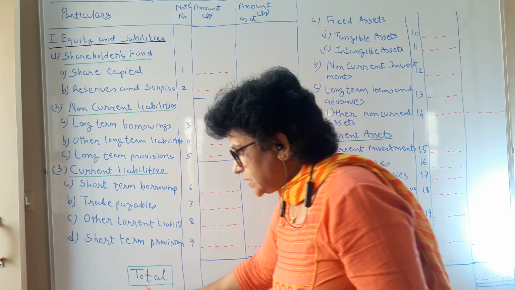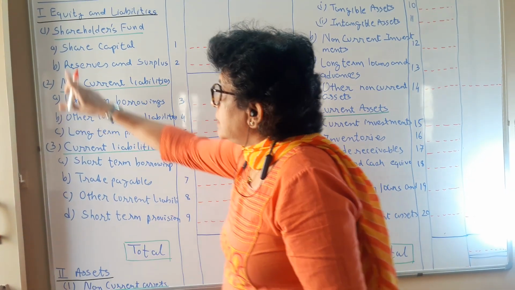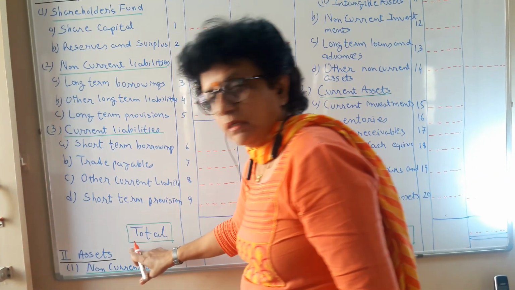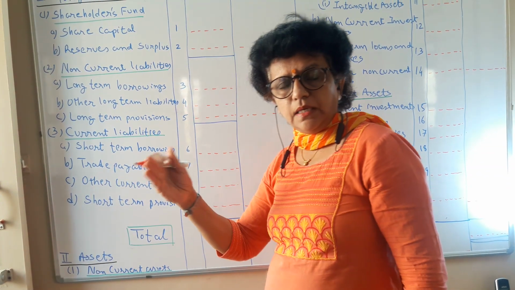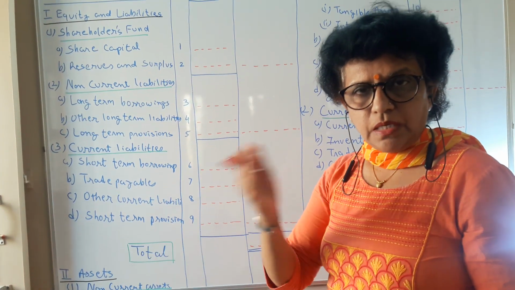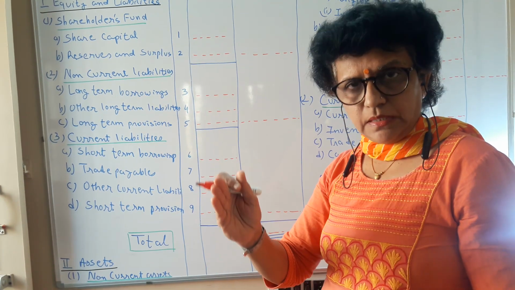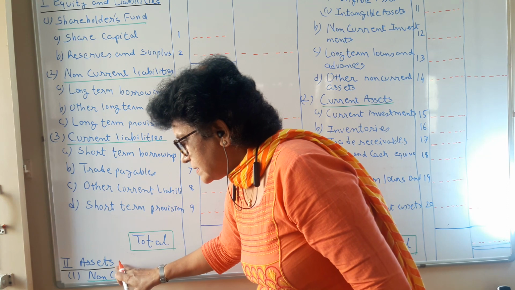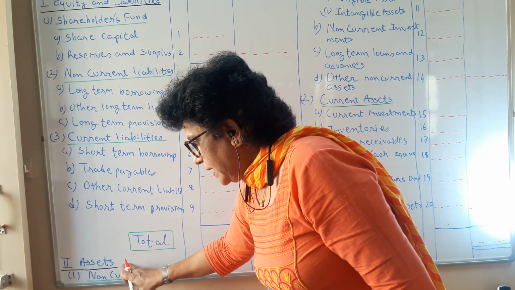So the next is the second point. The first point is equity and liability, second is the asset. Our accounting equation remains the same. Equity and liability is equal to asset. So now, equal to asset, let us justify. So you have the assets.